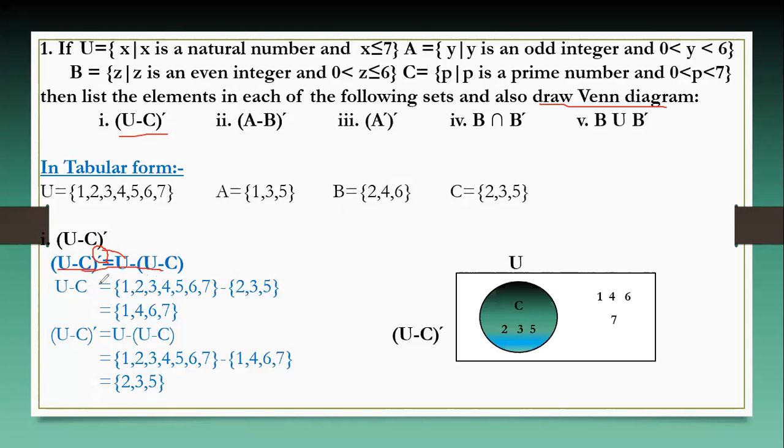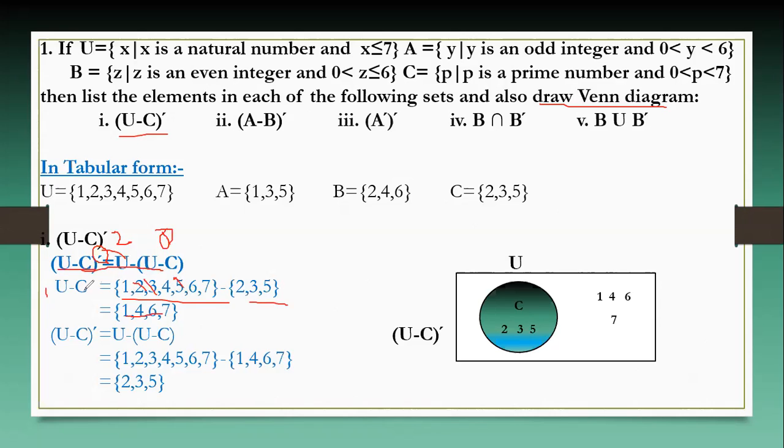Now, my dear, step number 1 is solve U minus C. Step number 2 is subtract this U minus C from U. Now, step number 1, U minus C: copy down the U set, minus, copy down the C set. Then subtract the common elements 2, 3 and 5. I get 1, 4, 6, 7. This is your U minus C.